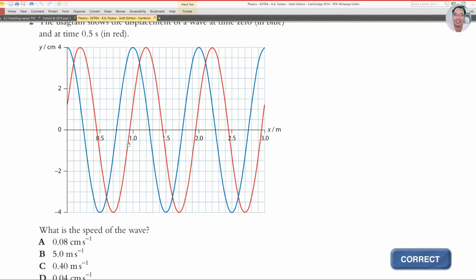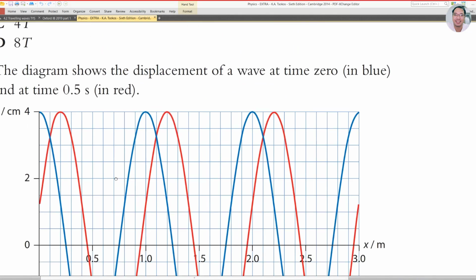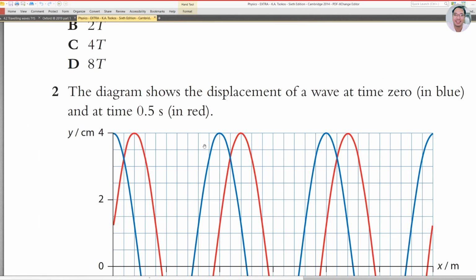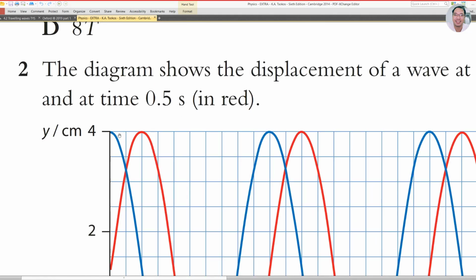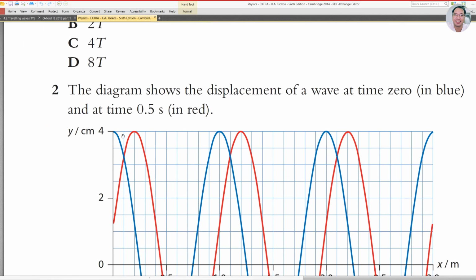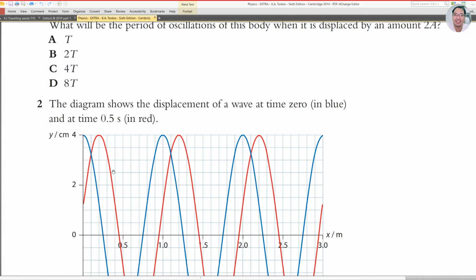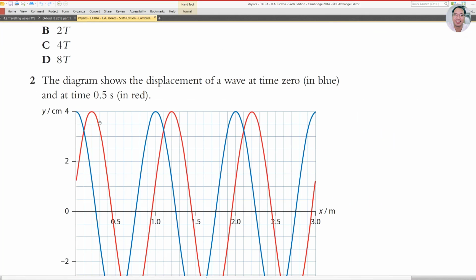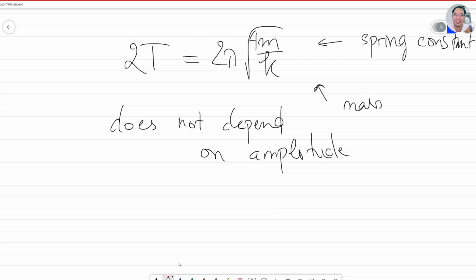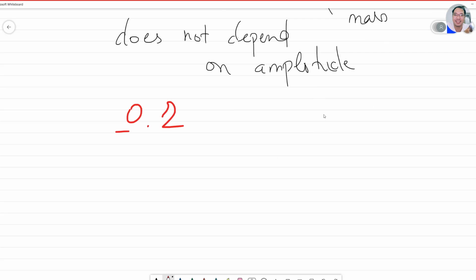So the wavelength is 1 meter. And the distance between the two waves, blue and red, is 2 divisions, which means 2 over 10 of 1 meter, meaning this is 0.2. The distance between the two crests of the two waves is 0.2 meter, which means it is 0.2 over 1 of a wavelength, the distance, okay? Meaning 1/5 of the wavelength.